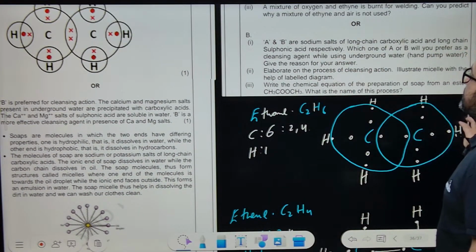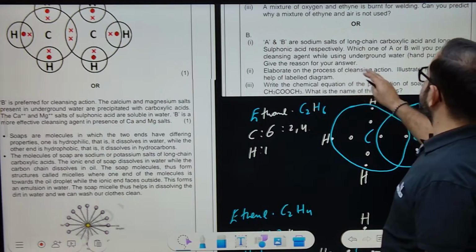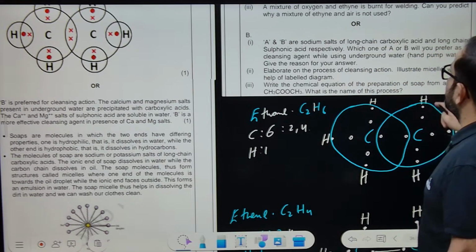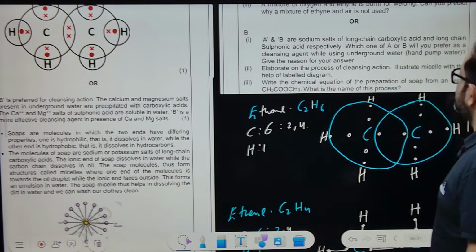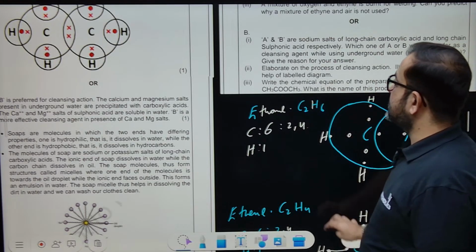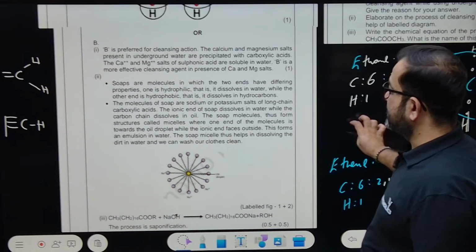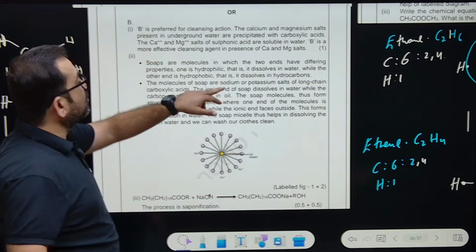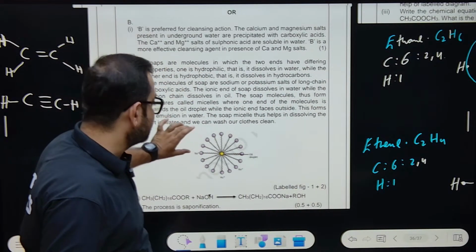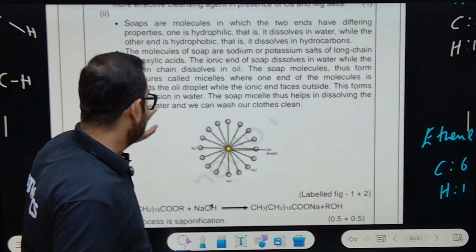Give the reason for your answer. Elaborate on the process of cleansing action. Illustrate what a micelle is with the help of a labeled diagram. Write the chemical equation for the preparation of soap from an ester, that is CH3COOCH3. What is the name of this process? We'll see. Soaps are molecules in which the two ends have differing properties. This is the diagram. This is the micelle.